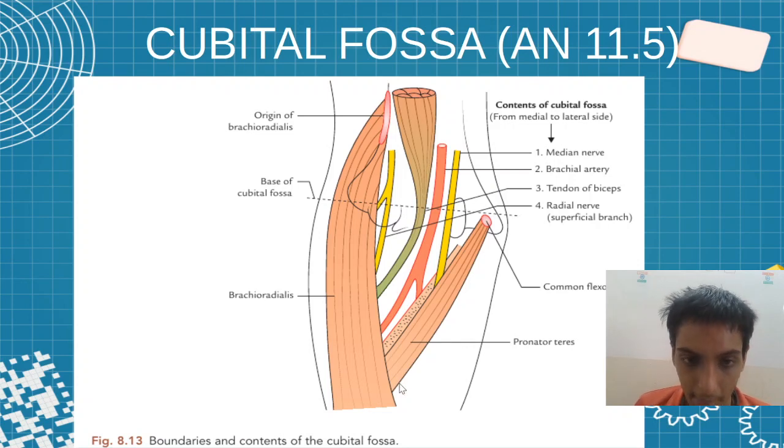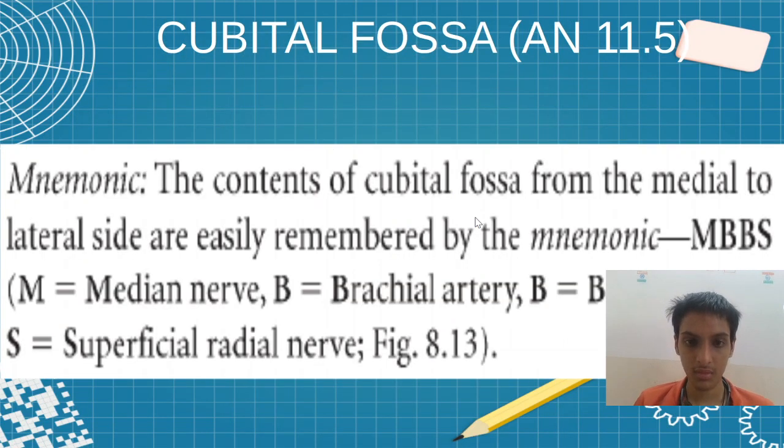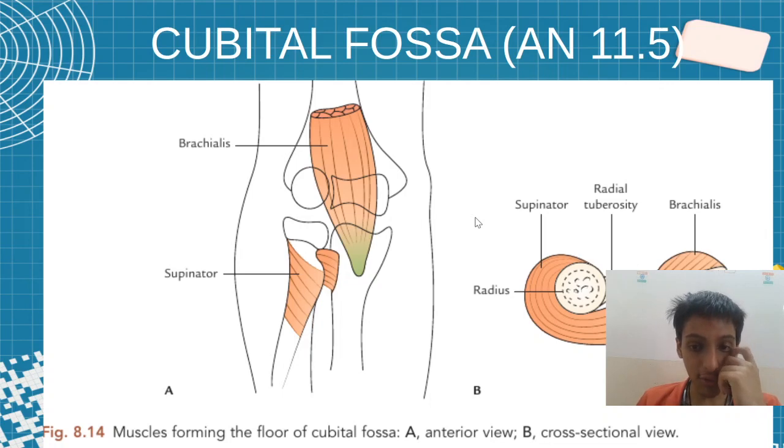Apart from that, on the lateral side we have the brachioradialis and here the pronator teres. And this is the base, formed by the line joining the epicondyles of the humerus. Right, let's go to the floor. These are the muscles that form it: the brachialis and the supinator.